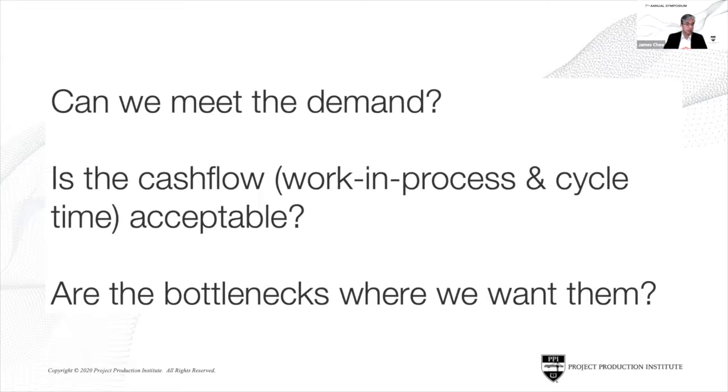Demand is what's set by the schedule of the client. Is the cash flow, work in process, and cycle time acceptable? Or do we want to try to shoot for a lower amount of cash tied up in the system? And third, one of the most important factors for the production system is are the bottlenecks where we want them to be, right? Anyone that's been involved with optimizing a production system can tell you that there will always be a bottleneck. The question is, is it where you want it to be?